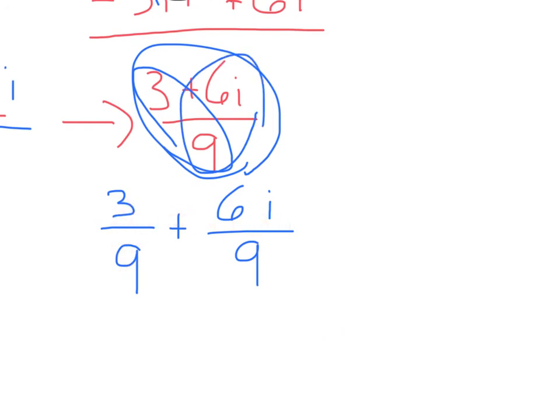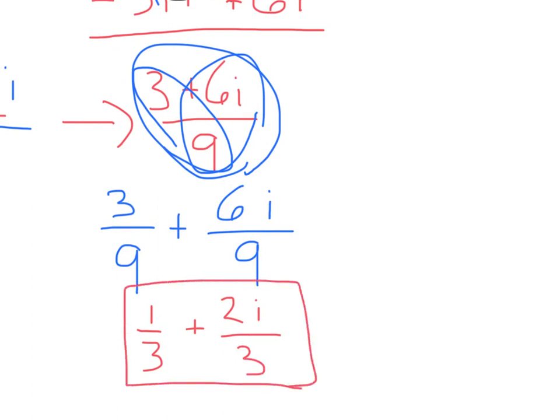Now I notice this 3 over 9 can simplify to 1/3. I notice this 6 over 9, 3 goes into both of those, and I can simplify that to 2i over 3. And this is going to be our simplified answer.